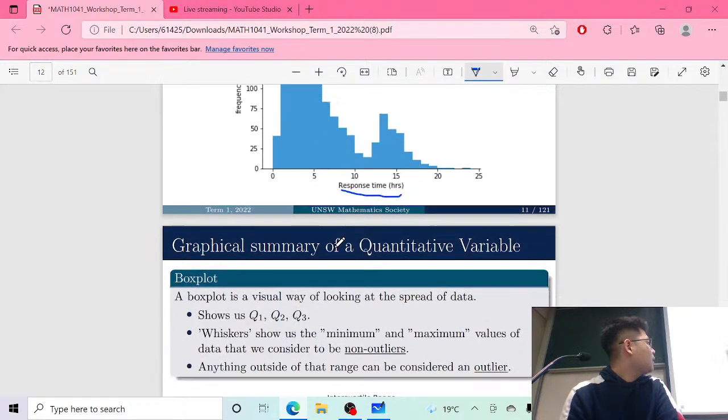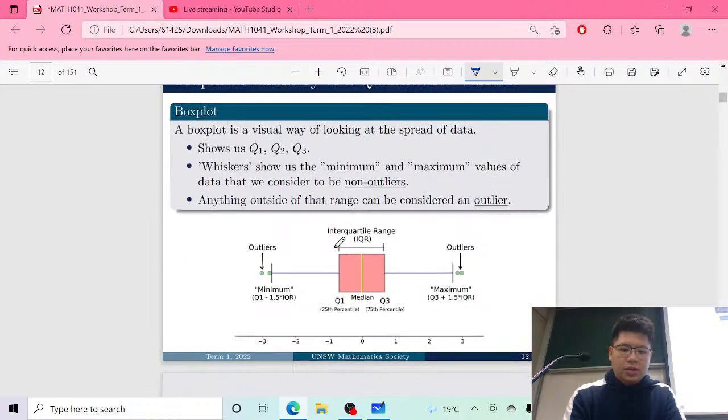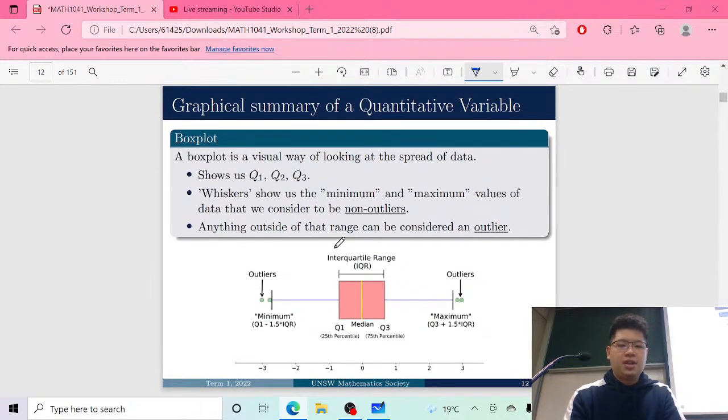Okay. So the last part I want to talk about when it comes to summaries is the box plot. The box plot, again, is a graphical summary of a quantitative variable. It essentially lets you look at several things at the same time. So we'll just go through it one by one. Here's the box plot right here.